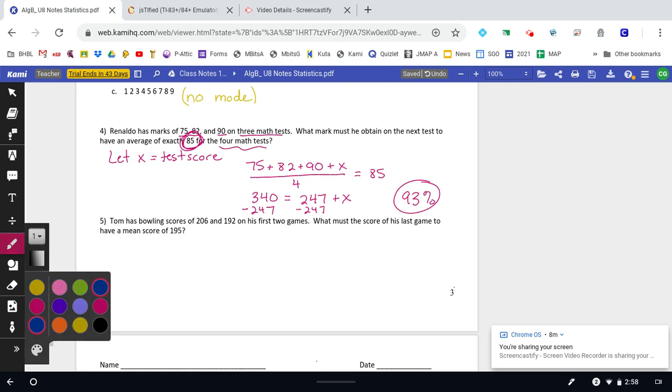All right, let's talk about number 5. Tom has bowling scores of 206 and 192 on his first 2 games. Way better than my games. What score must he get in his last game to have a mean score of 195? All right, so we don't know. So let B equal his bowling score.